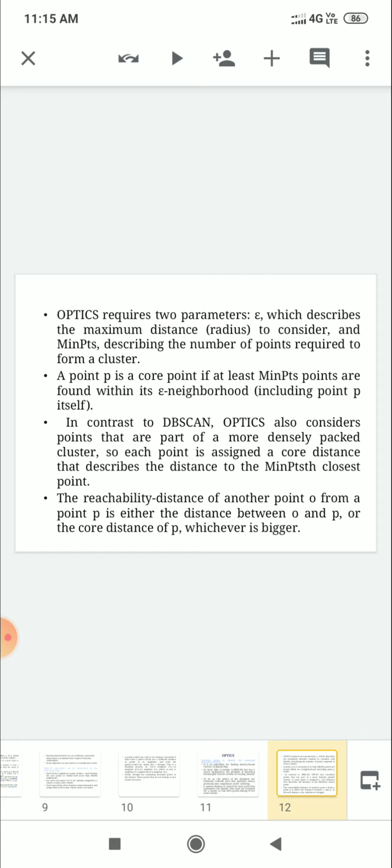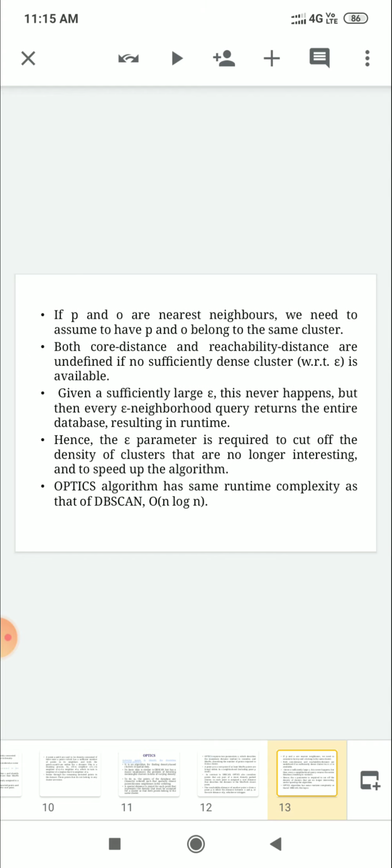In contrast to DBSCAN, OPTICS also considers points that are part of a more densely packed cluster. So each point is assigned a core distance that describes the distance to its minimum-points-th closest point. The reachability distance of another point O from point P is either the distance between O and P or the core distance of P, whichever is bigger. If P and O are nearest neighbors, we assume that P and O belong to the same cluster. Both core distance and reachability distance are undefined if no sufficiently dense cluster is available.